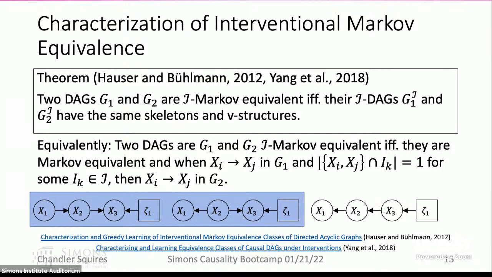Another way I like to think about this is, in this case, zeta 1 affects x3, but that effect doesn't propagate. So the marginal distributions of x1 and x2 in both of these left graphs will remain the same. But in general, the marginal distribution of x1 and x2 can change in the rightmost graph.